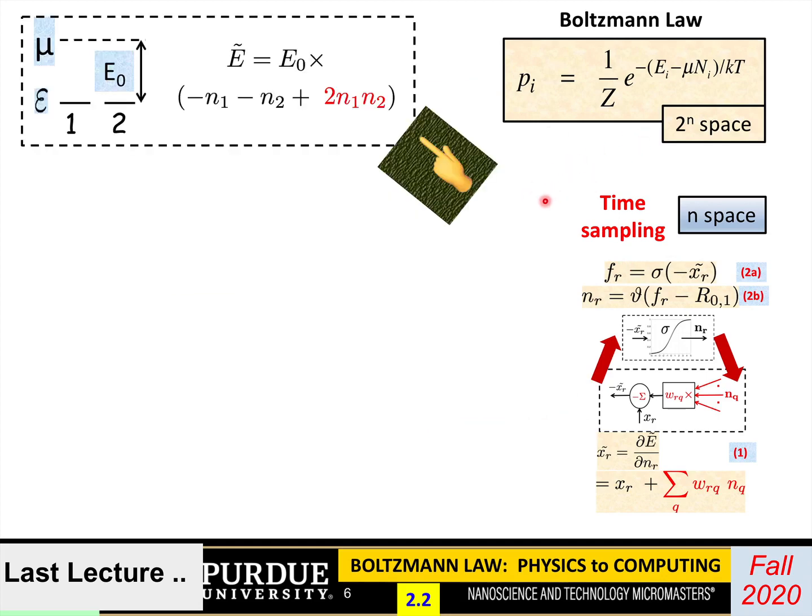And the example we took last time was a system with just 2 neurons. That means n equals 2 and 2 to the n is equal to 4. Again, no big deal. This was meant to be a toy example to just illustrate the principles.